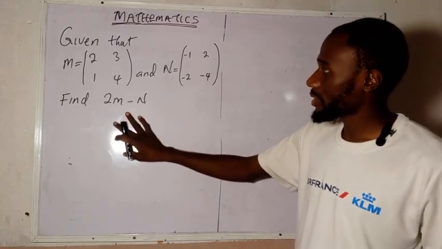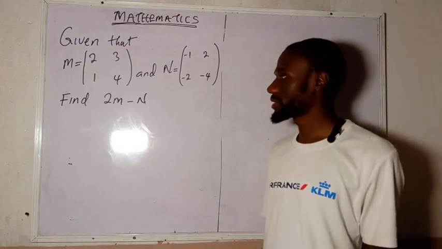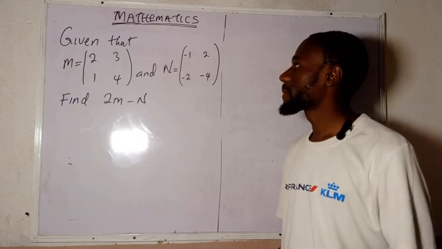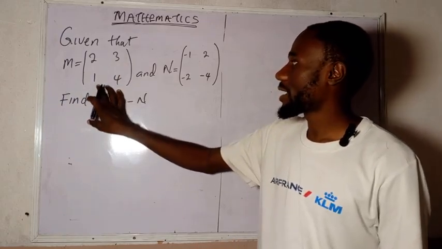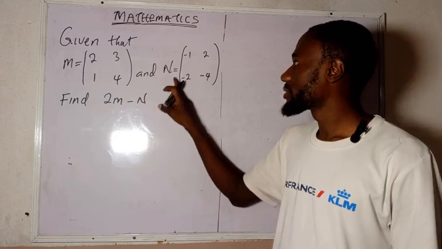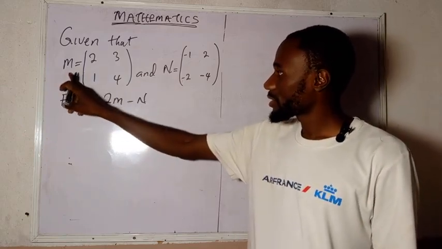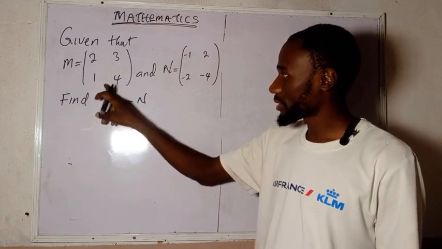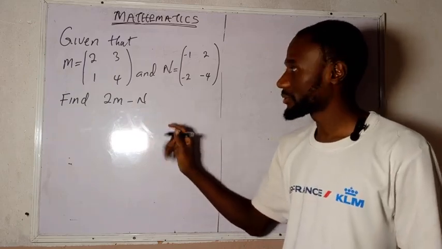In this video we are asked to find 2M minus N given the matrices M and N. Given that this is M and this is N, we are asked to find 2M minus N. In the M here, we are going to multiply this matrix by 2 before we find 2M minus N.